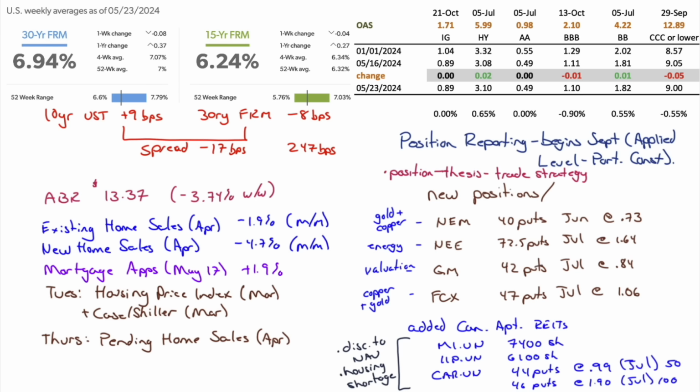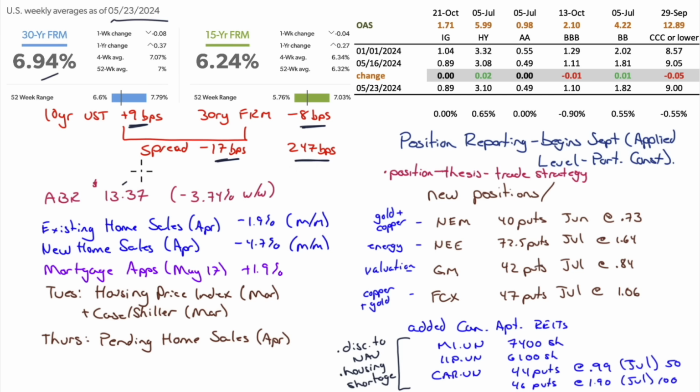Okay, mortgage rates back under 7%, 6.94. Over the observation period, the 10-year Treasury added 9 basis points, while the 30-year lost 8. So the spread contracted 17 basis points to 247.